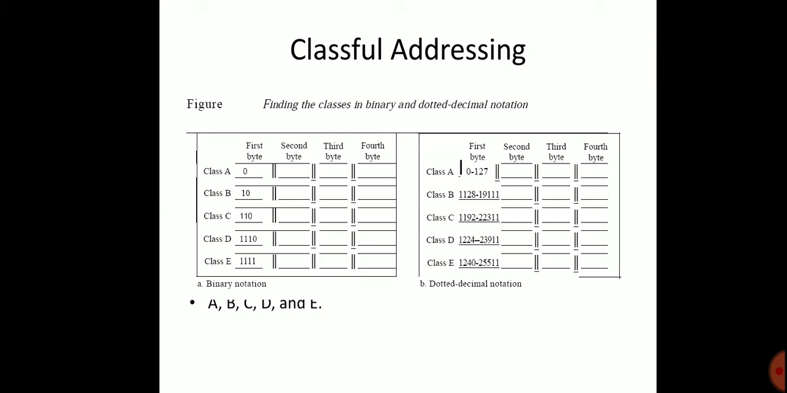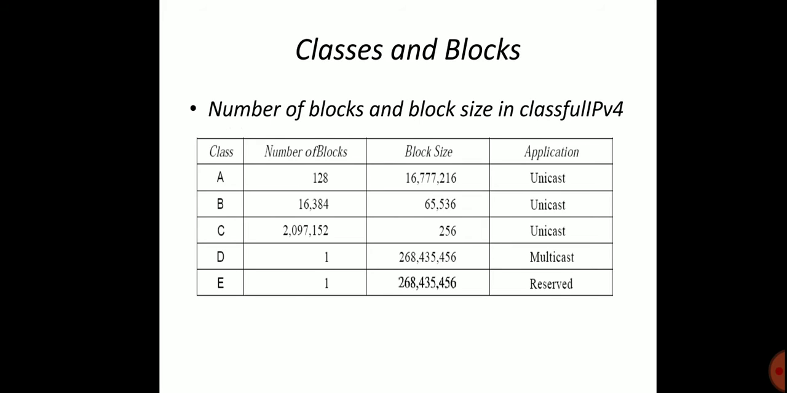And what is classful addressing? We see the classes in binary and dotted decimal notations. The classes A, B, C, D are individual categories in the column. The first byte, second byte, third byte and fourth byte allocate the individual IP address to each station, that is class A, class B, in the binary notation format and the dotted decimal notation.